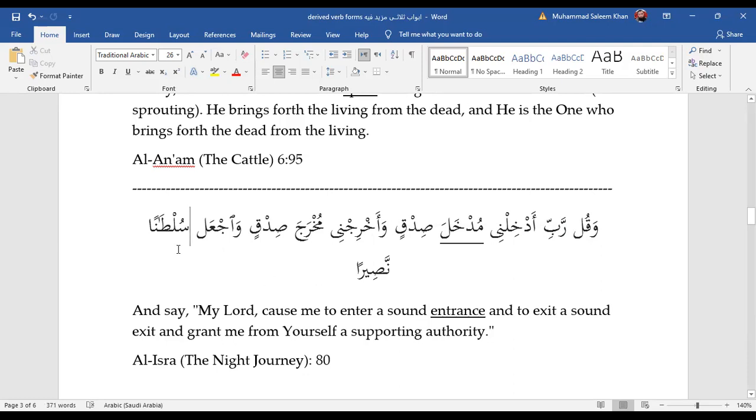Okay, so whenever you are analyzing the text, whenever you see jar majroor, try to take it out of the context, because jar majroor always changes its place. Sometimes it comes ahead of the maf'ul bihi, sometimes ahead of the doer, sometimes ahead of the mubtada. So let's take it out of the text, and then try to see now waj'al sultan and nasira.